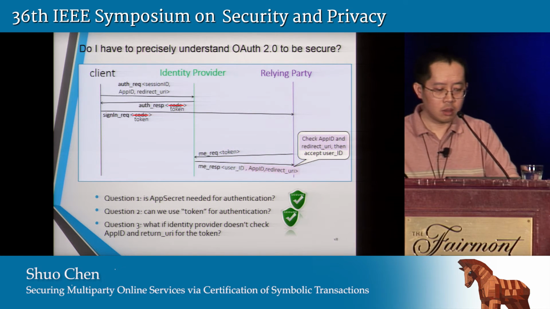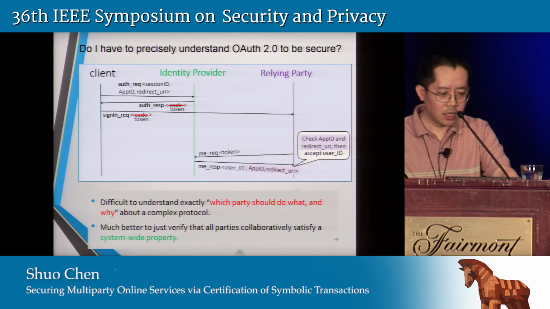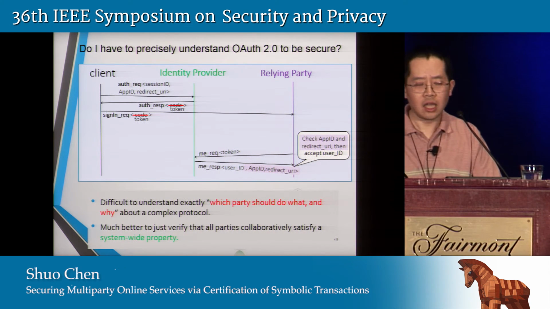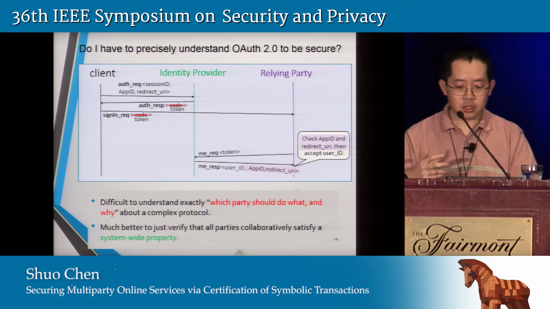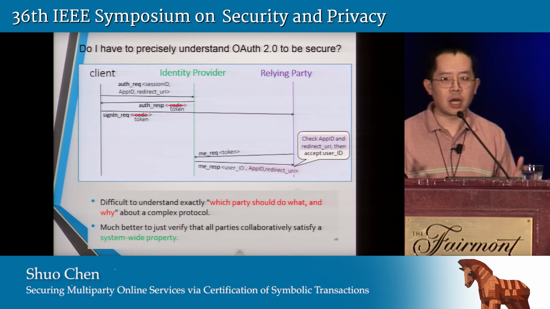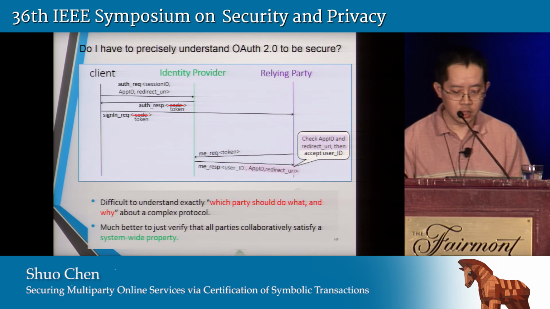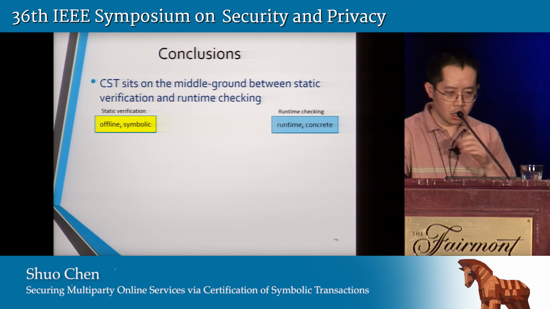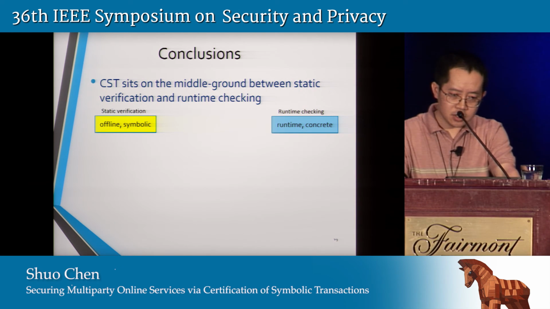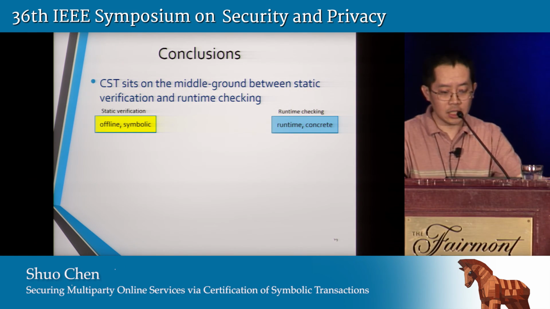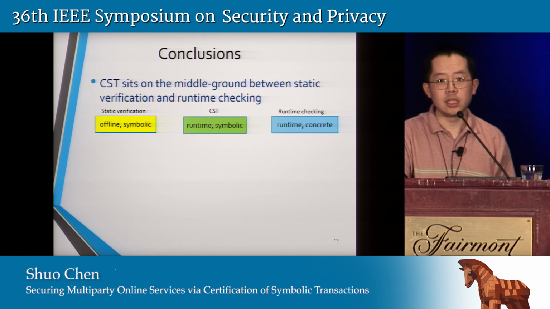Right? So I guess my point here is that for a complex protocol, it is very difficult to understand exactly which party should do what and why. So it is much better to just verify that all parties collaboratively satisfy a system-wide property. That is more intuitive. So to conclude, CST is unique because it sits in the middle ground between static verification and runtime checking. In fact, it is doing symbolic checking at runtime.